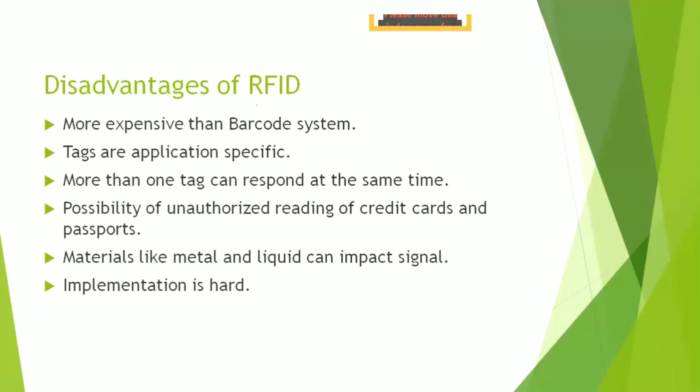So why are we not so ready to opt for this technology now? The disadvantages are, when compared with the barcode system, it is more expensive. And as I have said, every tag has its own application, that is, they are application specific. And as it can read multiple tags, there is a chance that more than one tag can respond at the same time. Then we get a wrong result. And there is a possibility of unauthorized reading of credit cards and passports, and implementation is very hard. So these are some of the limitations of RFID, due to which we are still not completely opting for it.